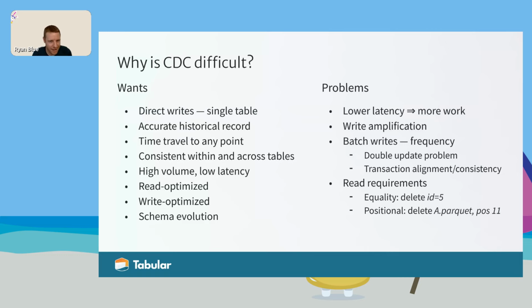So let's look at why this is hard. Where are these desires or requirements at odds with one another? Well, first of all, there are problems like lower latency. If you want to update your mirror table every minute, that just means you're creating more and more work, because you need to, say, rewrite an entire data file to update a single record in that data file. Well, if you're doing that every minute, you're rewriting that data file every minute.